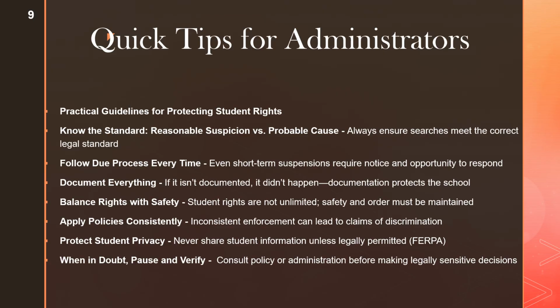These quick tips are designed to support administrators in making sound, legally defensible decisions related to student rights. First, it is critical to understand the difference between reasonable suspicion and probable cause, especially when conducting searches. Schools operate under a lower standard, but it must still be justified. Second, due process must always be followed, even in situations that seem minor. Skipping steps, even unintentionally, can lead to legal issues.